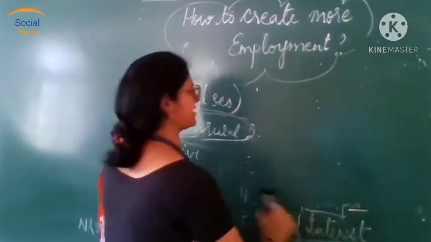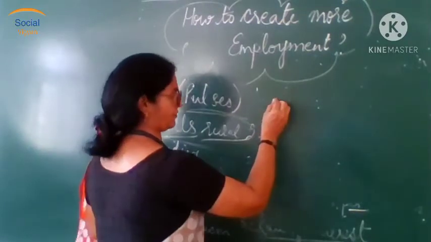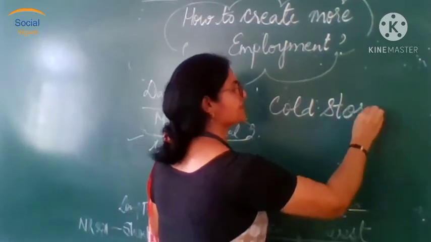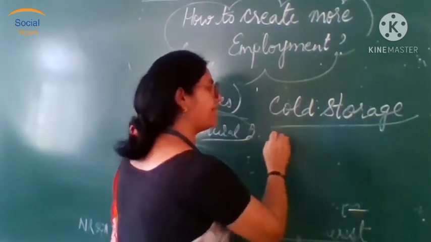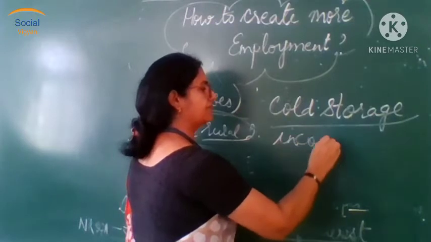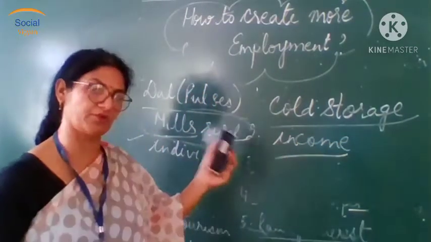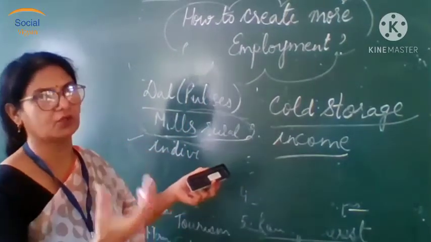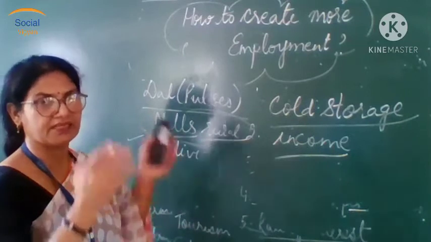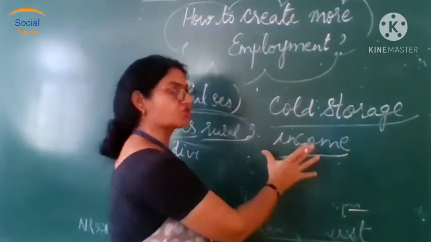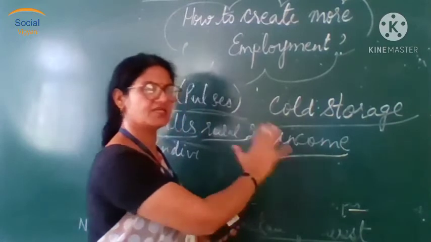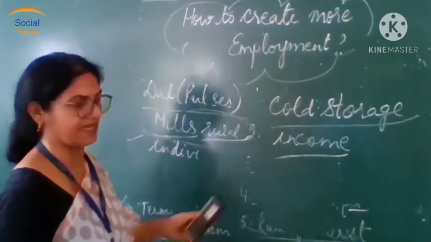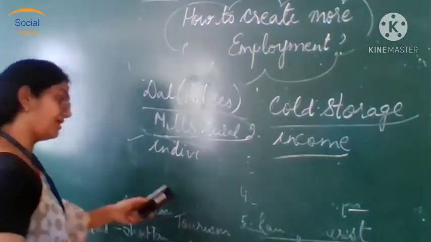Next solution can be the establishment of, say, cold storages. If there is cold storage, the farmers growing, say, potatoes can keep those potatoes there and sell them at a better income. The farmers won't be forced to sell their product at a lower cost altogether. They can just keep things in storage houses, and as and when they get a better price for their products, they can sell them. Children, these are the ways.